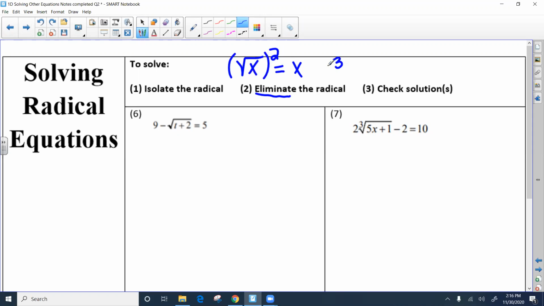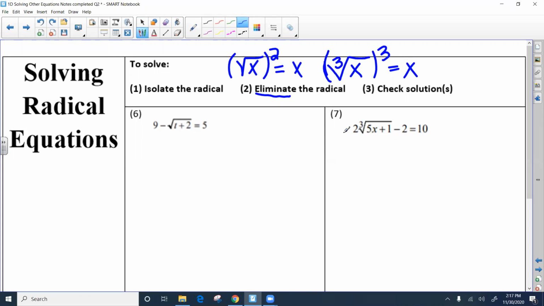Or if it's a cube root of x, the way we get rid of a cube root is to put it to the third power, or cube it. So the cube root of x cubed, the cube root and the cube get rid of each other and we'd just be left with x. Those are the most common ones we see, although we could see a fourth root, where we'd have to put it to the fourth power, or a fifth root, where we'd do the fifth power, etc.